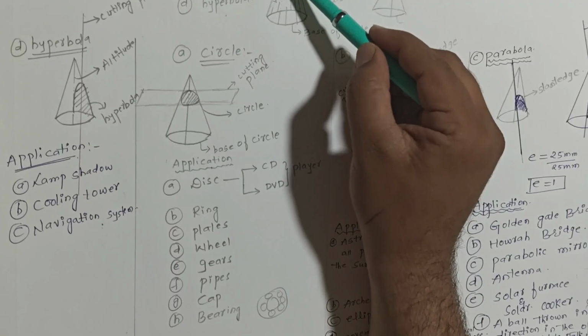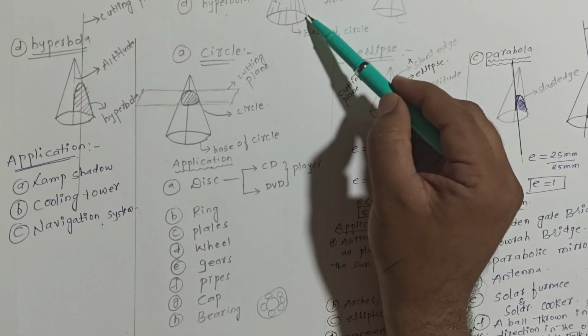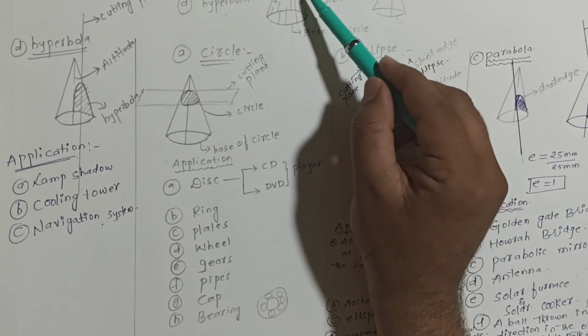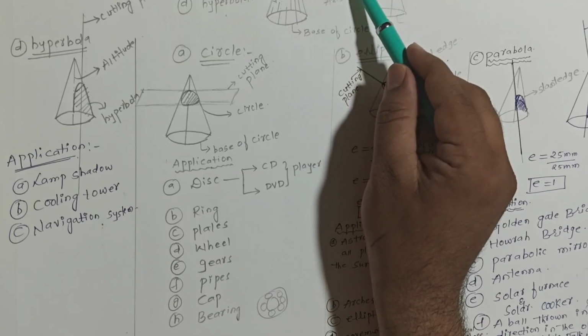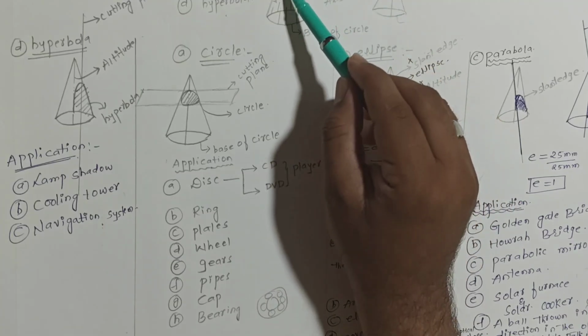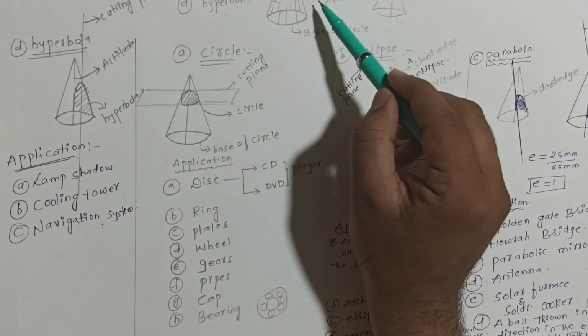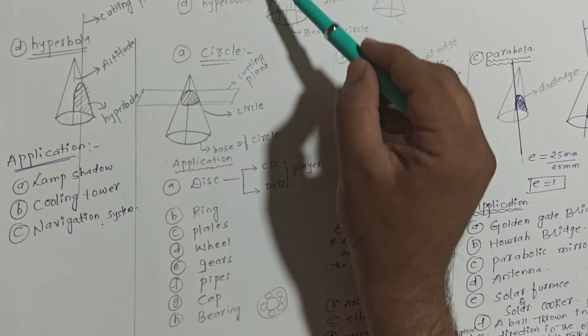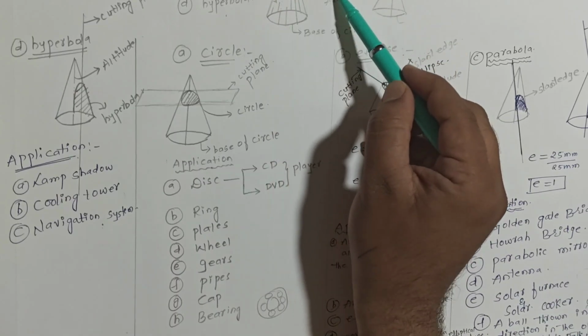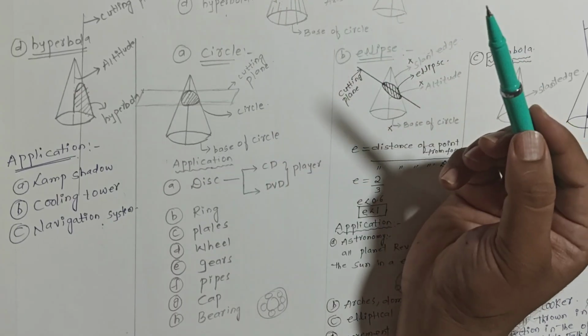The left-hand side and right-hand side line of the cone is known as the slant edge. The line inside the cone is called the generator line. The center line is called the altitude or axis.